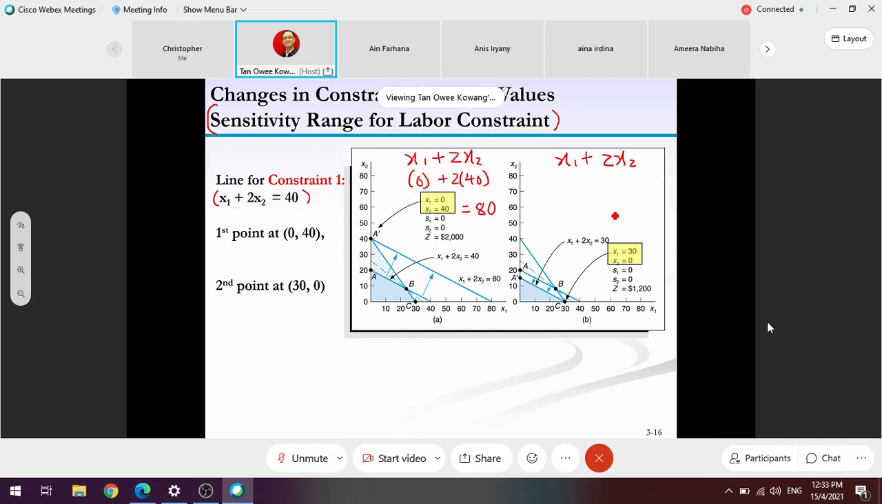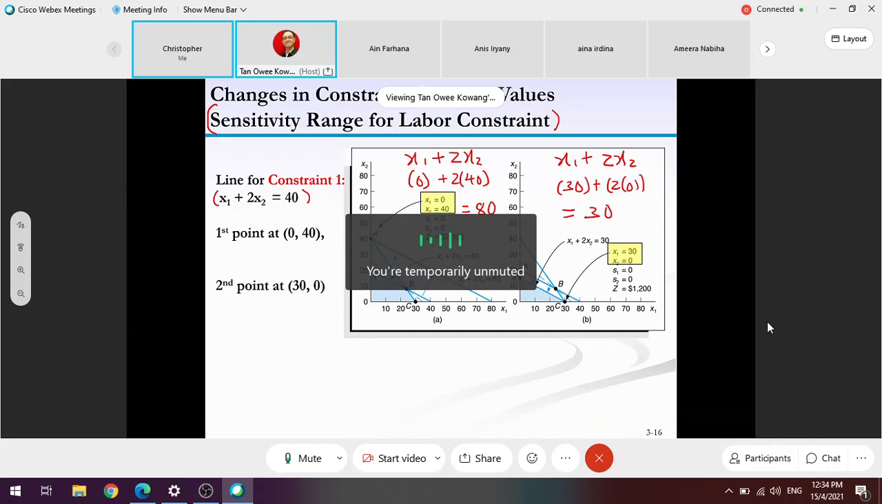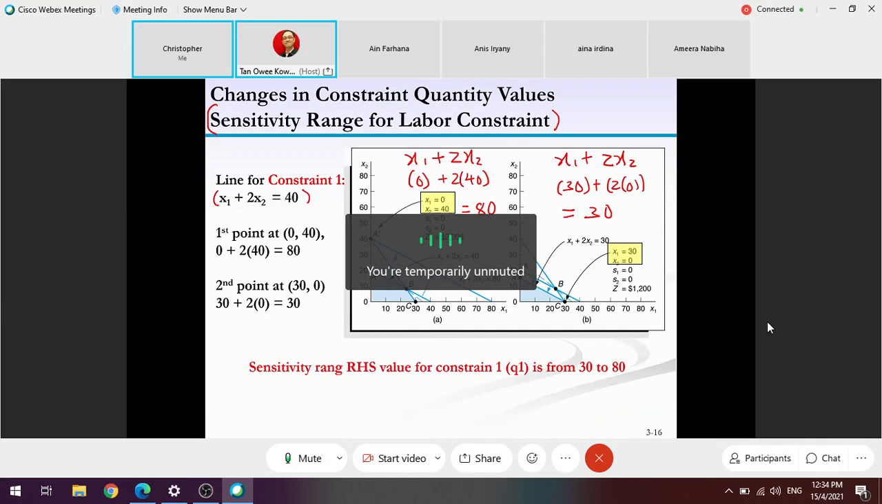So this is 30 plus 0 equal to 30. So now, what will be the range? From 30 to 80 or 80 to 30? Yeah, 30 to 80. So the sensitivity range for constraint 1, the label constraint, is from 30 to 80.